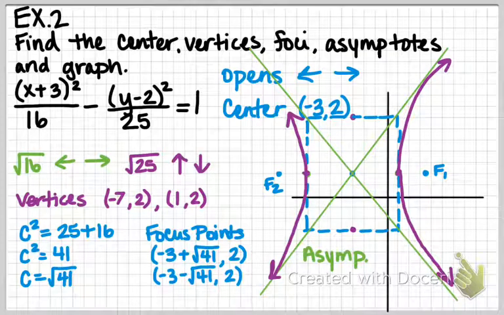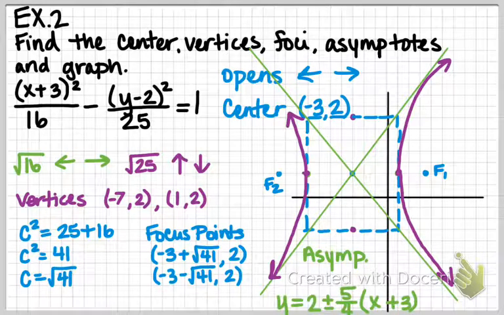Now for my asymptotes. Asymptotes are y equals k, our k is 2, plus or minus the slope of the line, which is 5 over 4, times x minus h. So y equals 2 plus or minus 5 over 4 times x plus 3.